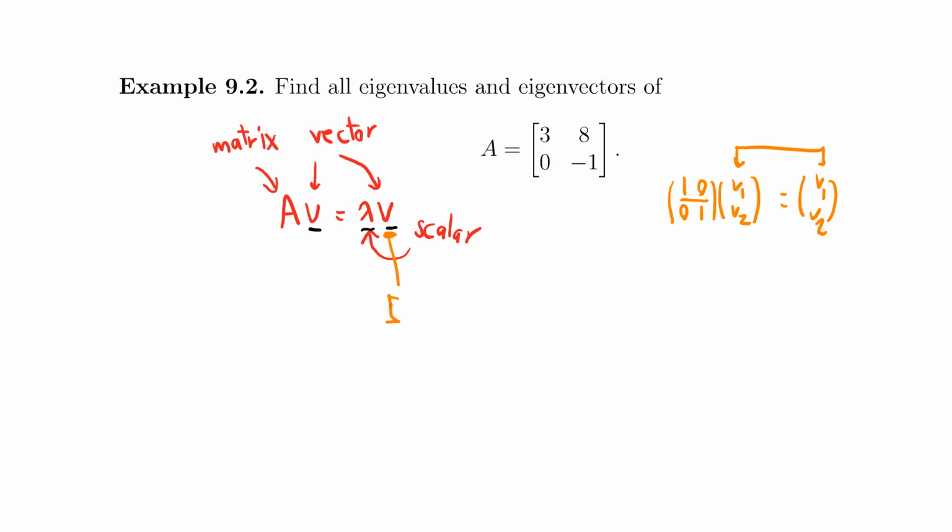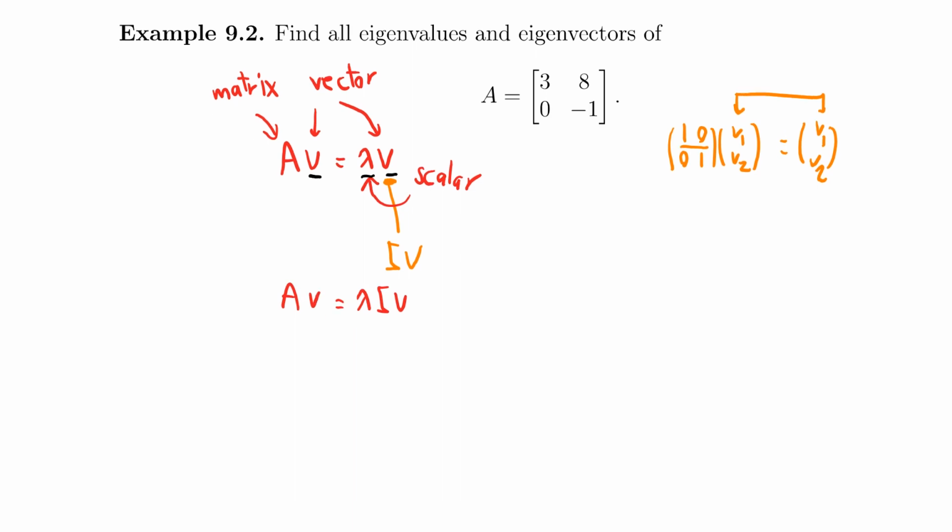This is a 2 by 2 identity matrix, because the size of A is 2 by 2. So my right hand side would be lambda times I times V, equal to AV. I move the whole thing to the left hand side, so I get AV minus lambda IV equals 0. This is similar to what we did in the previous example. Notice again that this 0 is actually a vector, the (0, 0) vector.